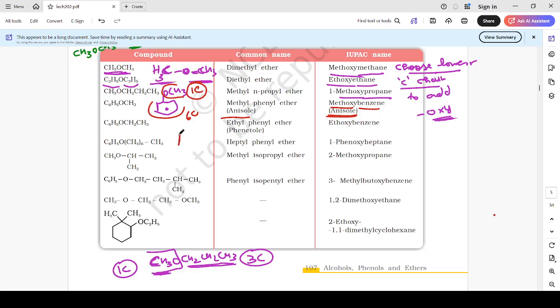Same again. I have benzene. I am having O, C and C. 2 carbons here. But here it is 6 carbons. So I take this as my shortest chain. I call it ethoxy benzene. Clear?